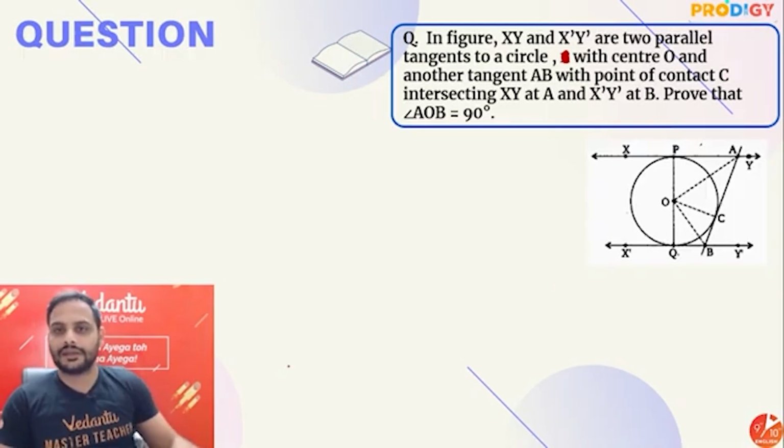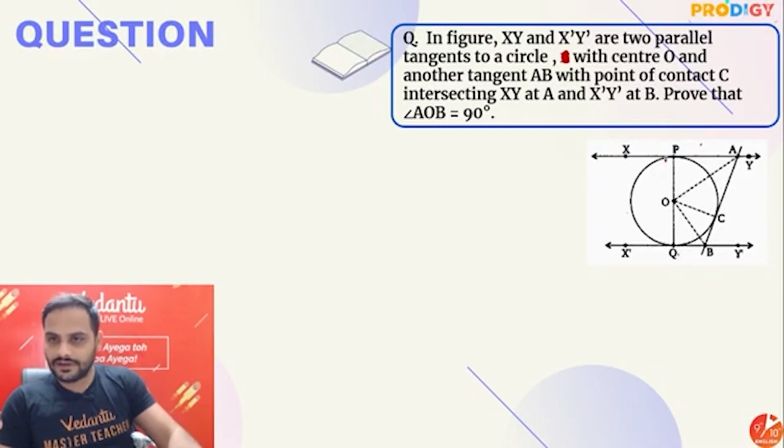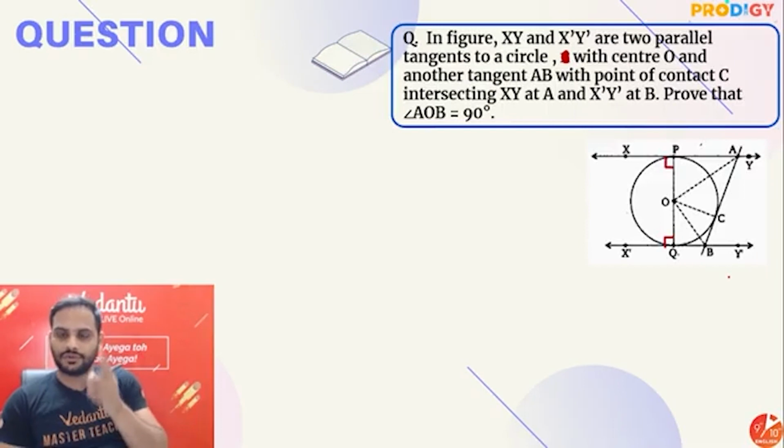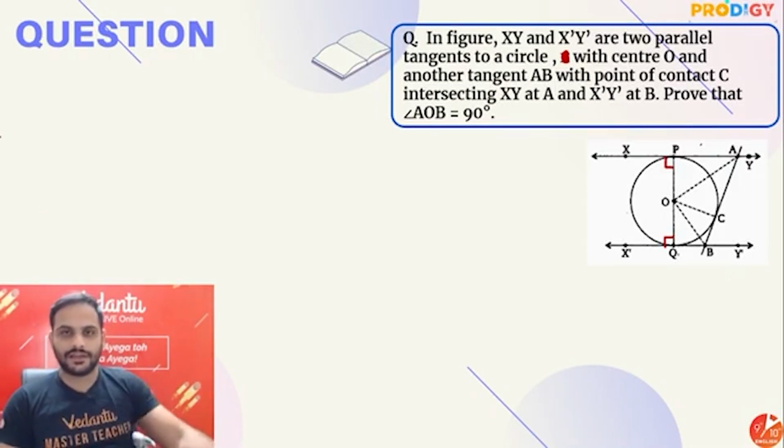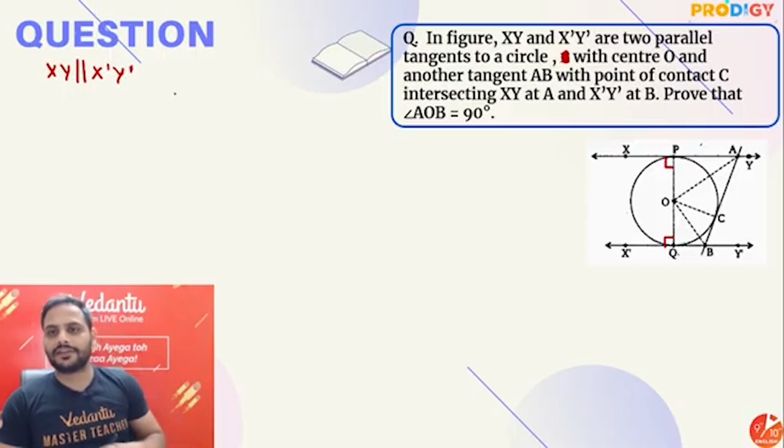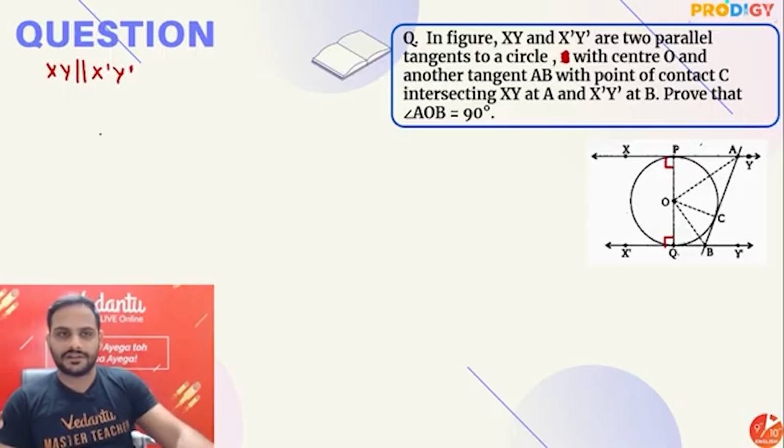So guys, the first thing, it is given that these two lines are parallel. Now I know very clearly, the radius at the point of contact is perpendicular to the tangent. So the radius OP is making an angle of 90 degrees over there. OQ is also making an angle of 90 degrees. Now I know that this line XY is parallel to X'Y'. Since they are parallel, you can see that the interior consecutive angles formed are 180 degrees. They are supplementary. So obviously this PQ is a transversal.